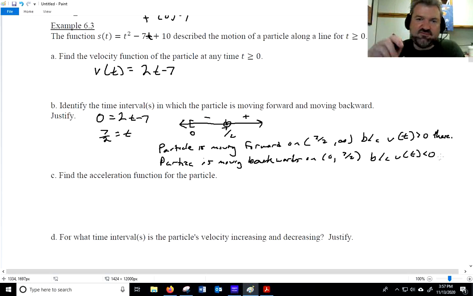All right, the acceleration of a particle. The acceleration is the rate of change in velocity. So we take the derivative of velocity. So the acceleration is 2. So this particle is experiencing a constant acceleration.